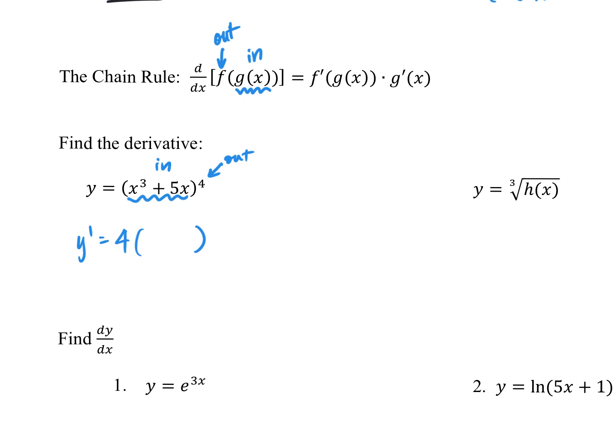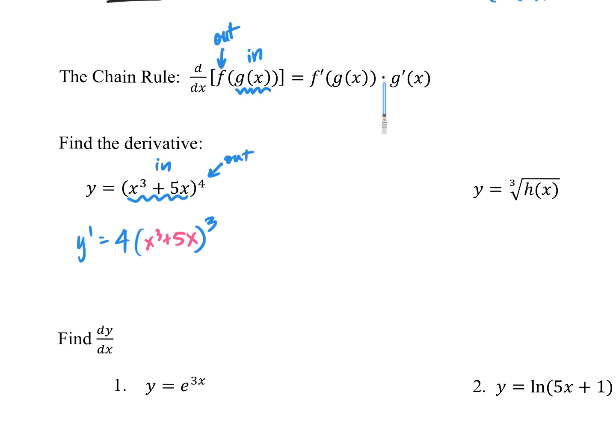4 blank to the third. That's the derivative of the outer, right? That right there is my F prime. What am I supposed to do with my G, which is that chocolate? Leave it. I just leave it. What stays in there? X cubed plus 5x.